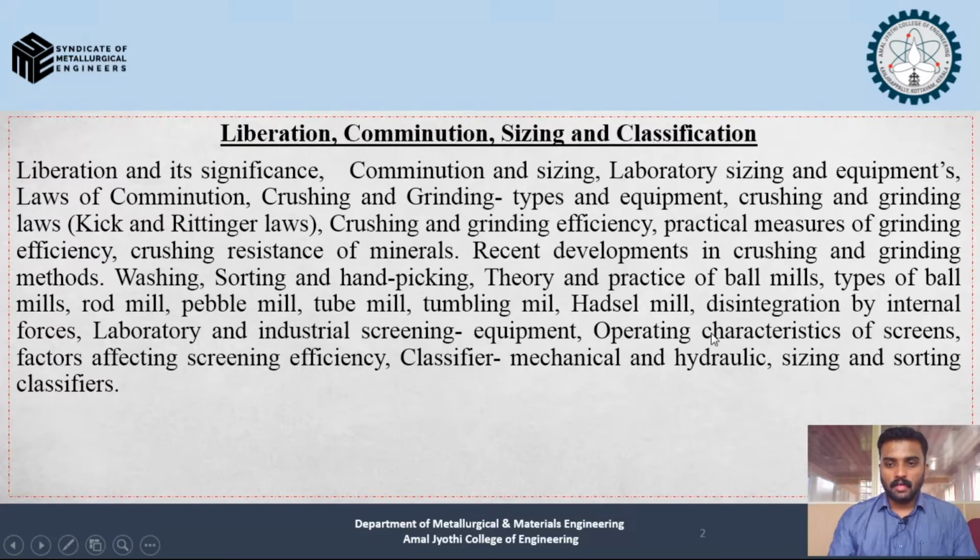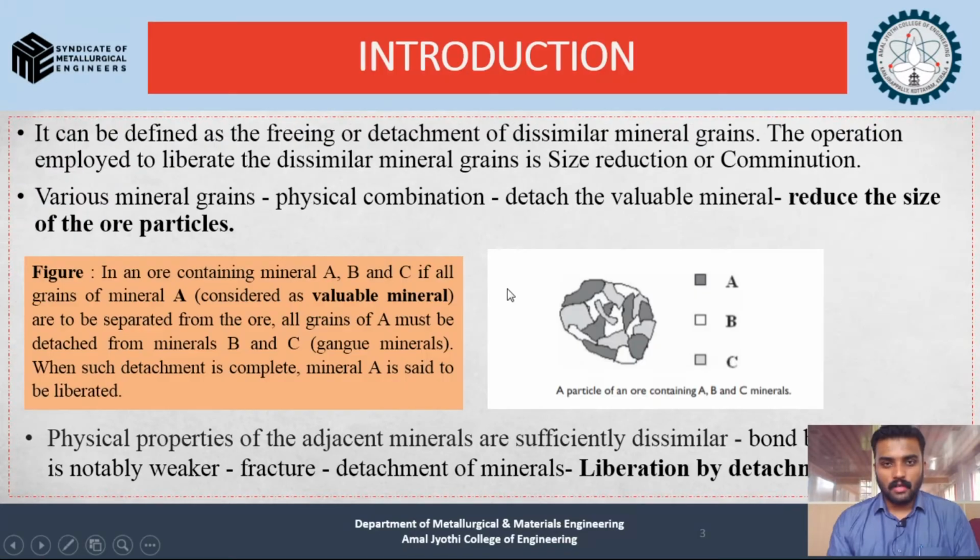And we have laboratory screening equipment. We have to go through that also. So this module is all about classification, liberation, and comminution. For the introduction, the term liberation.